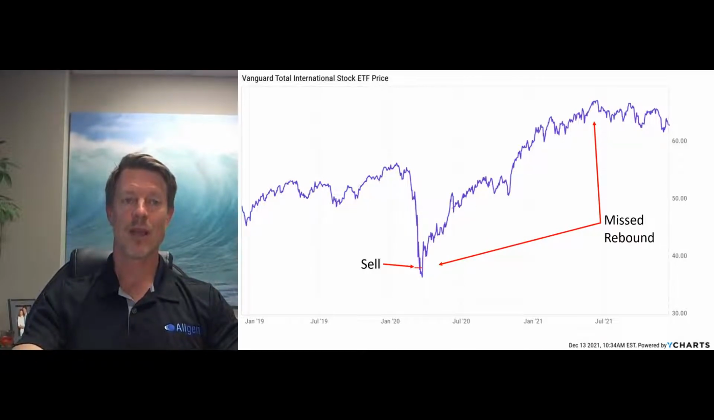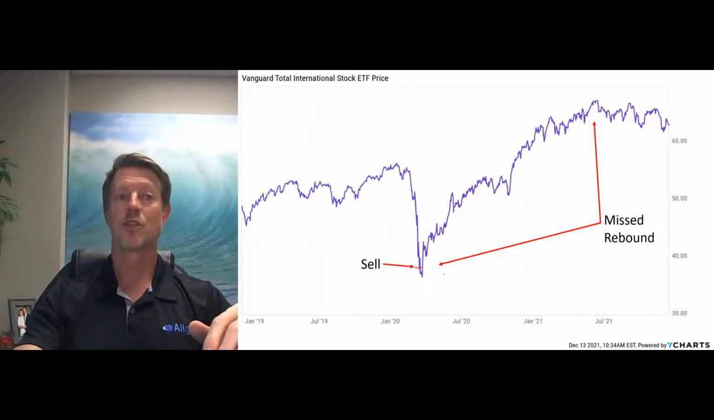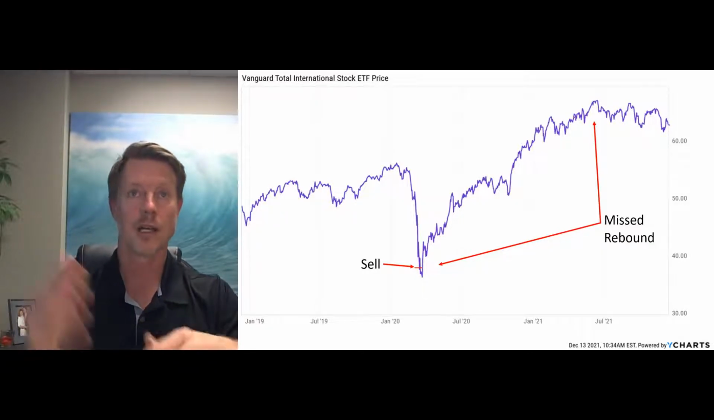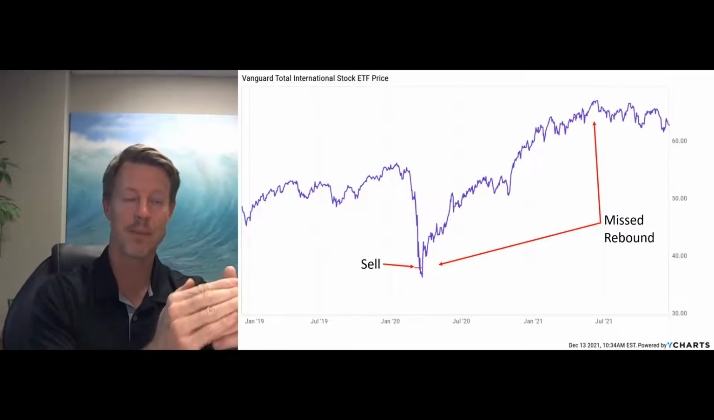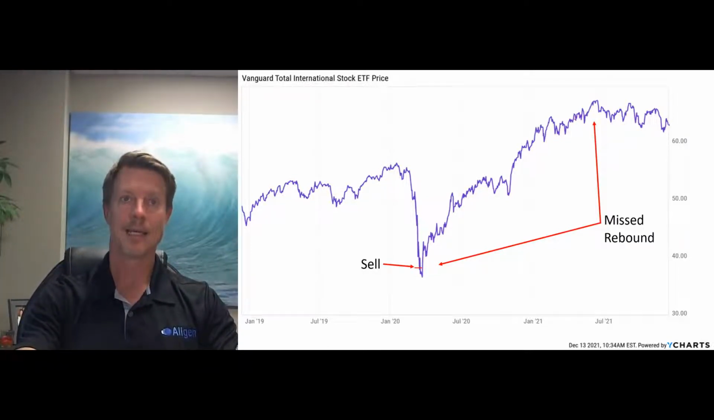So if you were to sell right here and just have cash, you've missed out on all of this rebound here. Not only did it get back to its all-time high here, but it ended up getting much higher. And so by saving yourself $3,000 in taxes, you potentially missed out on 20 to maybe even 30, $40,000 in the position going higher. And so you wouldn't want to do that.